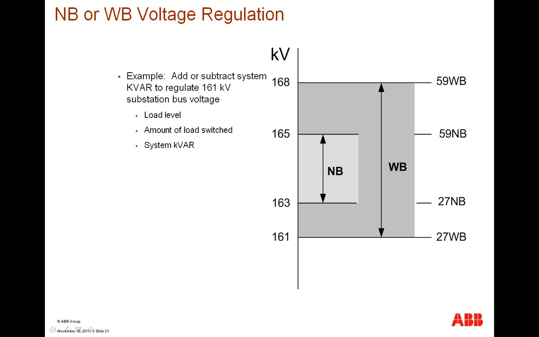So what is narrowband or wideband voltage regulation? Here we're showing for a 161 system, if the bus voltage is between 163 and 165 kV, we're going to consider that to be normal operation. Any voltage excursions above 165 or below 163 will initiate a narrowband condition. And similarly, with the wideband condition, any voltage excursions above 168 kV or below 161 kV will initiate a wideband condition.